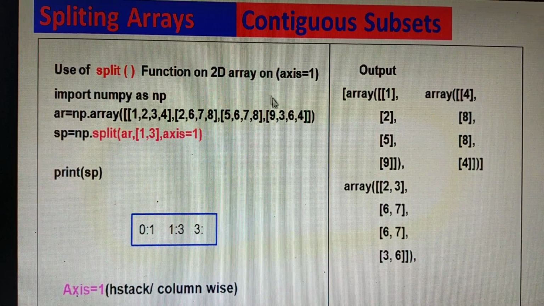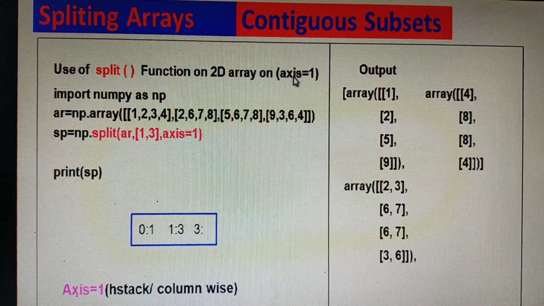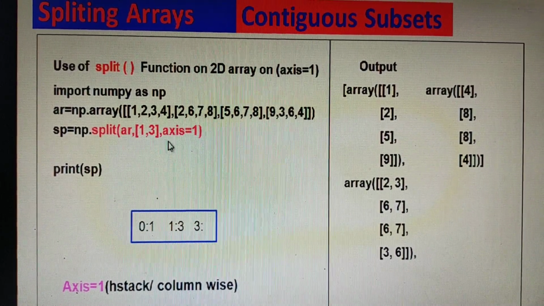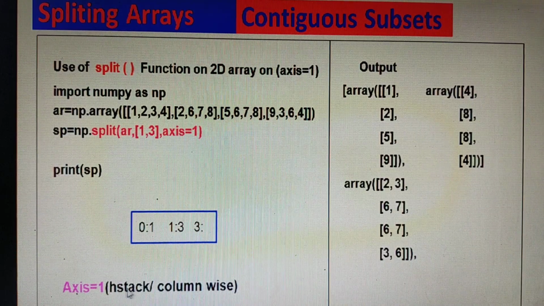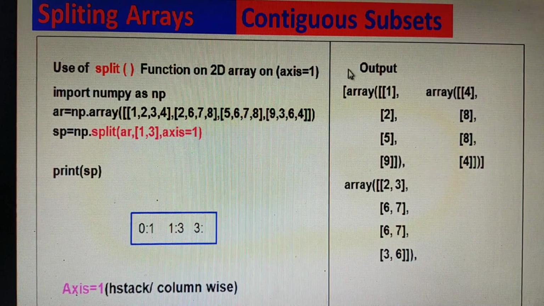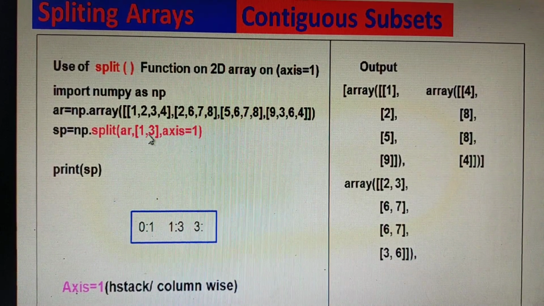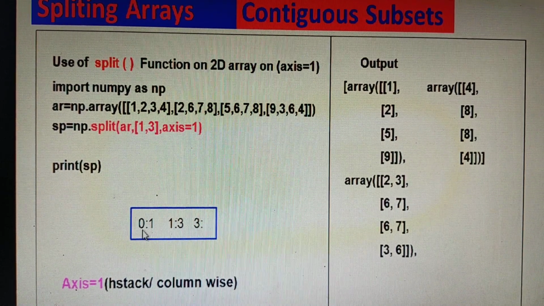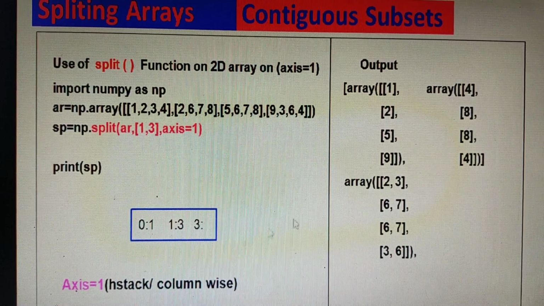Now the split function on the basis of axis 1. It will divide column wise, like hstack, column wise divides. So here 1 to 3 and axis 1. So 1 to 3, again it will divide 0 to 1, 1 to 3 and 3 to last.